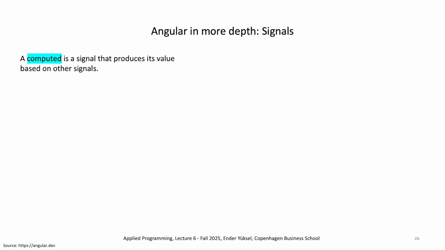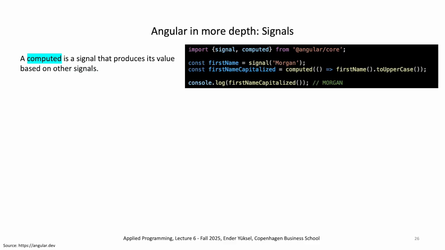A computed is a signal that produces its value based on other signals. Let's look at this code. In the line with const first name assigned signal Morgan, a regular writable signal with the value Morgan is created. This is the source signal. In the next line, we have a computed signal. Computed takes a function that defines how to calculate the value. Inside this function, it reads first name, which creates a dependency. Then it returns the uppercase version.